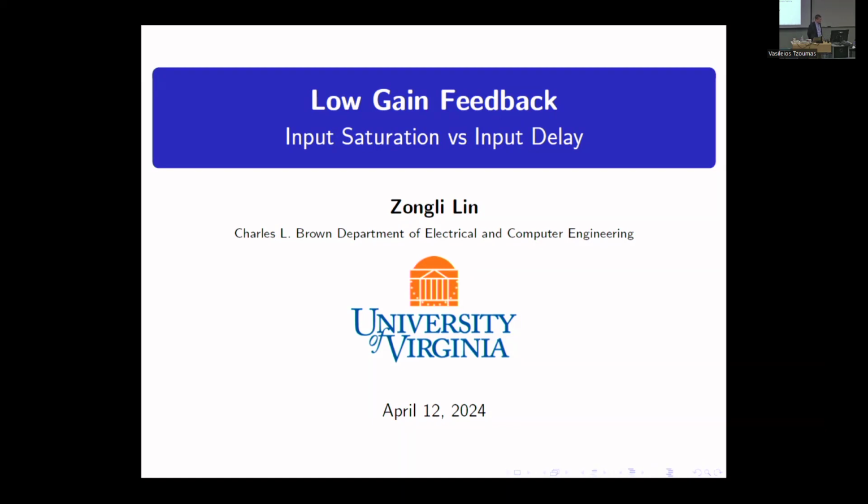Pleasure to introduce today's speaker, Professor Zongli Lin from University of Virginia. Zongli has been very active in the control research community for a long time. And he got his degree from Washington State University. And he is a fellow of IEEE, IFAC, and several other societies. So he had a really distinguished career. But I think you can see his bio, so I'm not going to get into that.